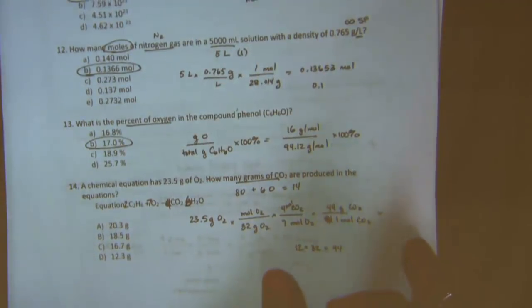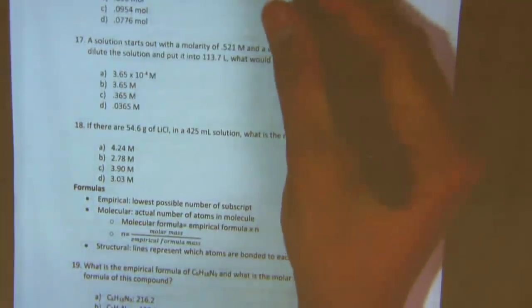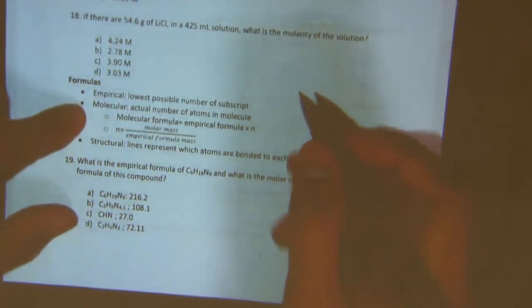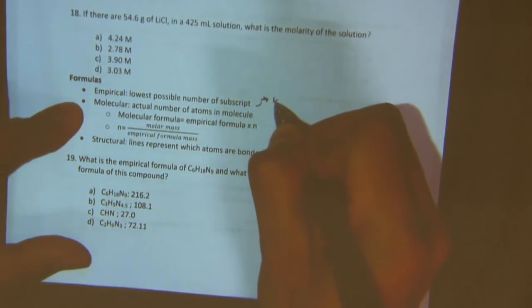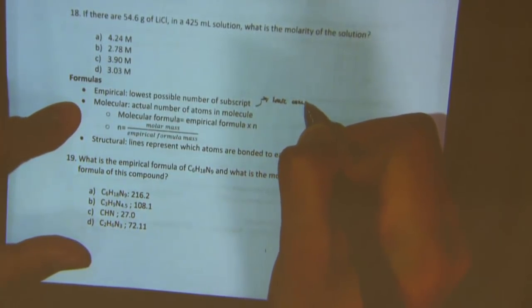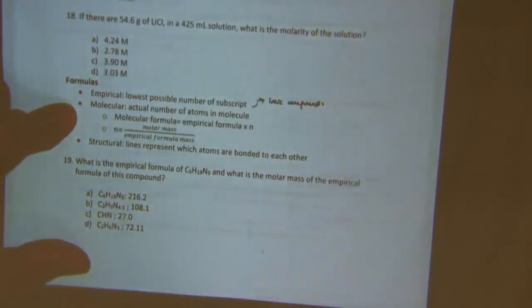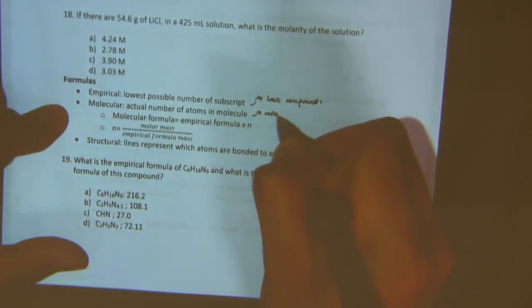So moving on. Oh, sorry. So these are all just similar problems based on that. So I'm going to touch a little bit about formulas. So empirical formulas are the lowest possible numbers of subscripts. So these are useful for your ionic compounds. And the molecular formula is the actual number of atoms in the molecule, and these are for your molecular compounds.